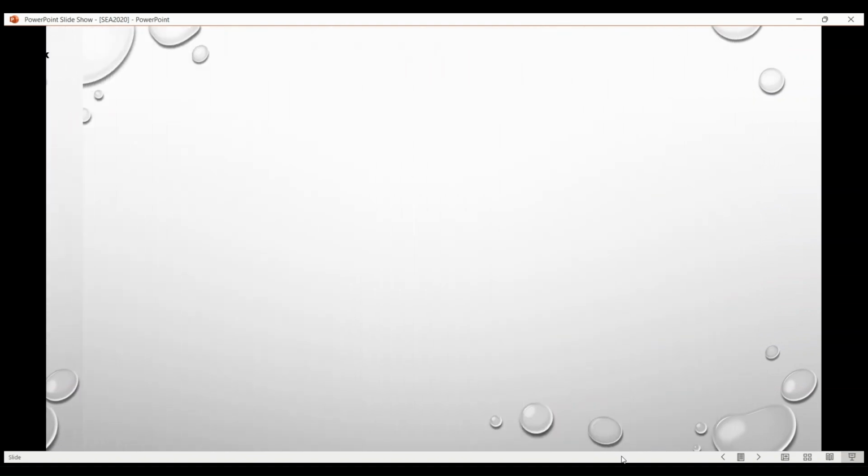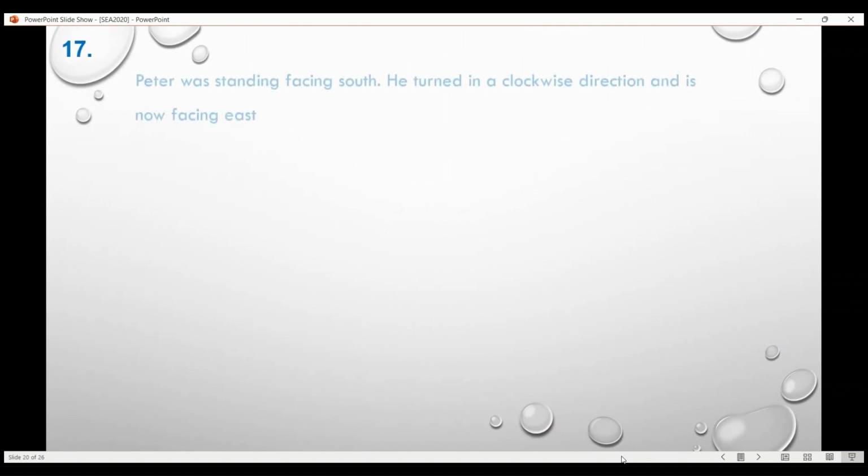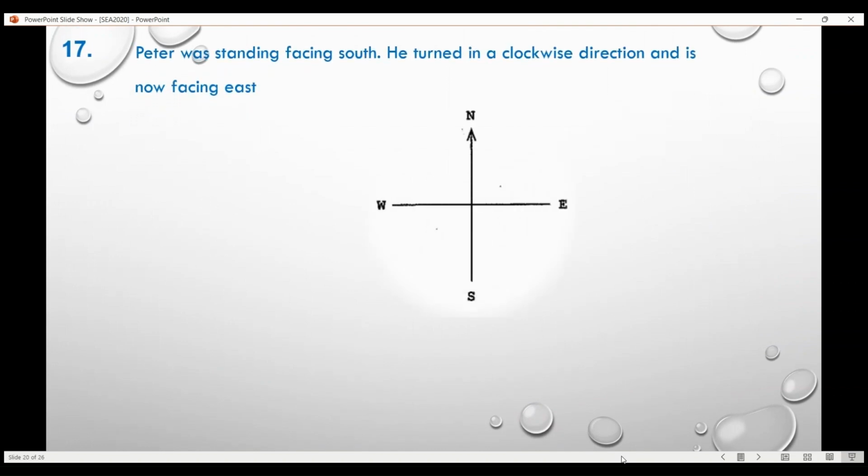Let's now go on, and we're looking at number 17, where the question states, Peter was standing facing south. So we have a diagram there showing us the directions. North is up, to the right is east, down is south, and to the west, that's on the left. So Peter was standing facing south. He turned in a clockwise direction. So that means he moved just like the hands of a clock around the center. And he's moving until he's now facing east.